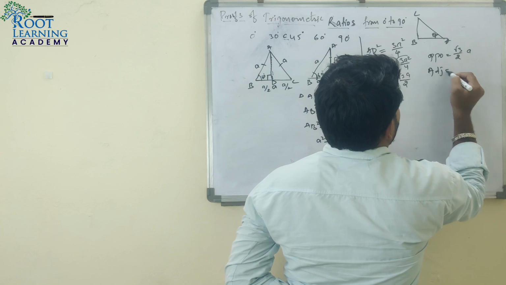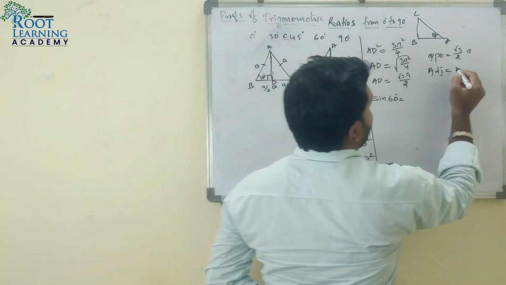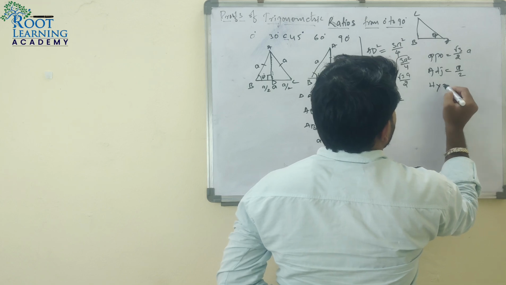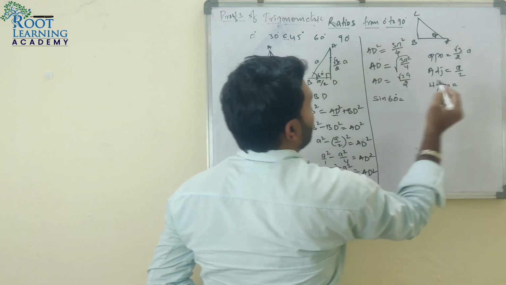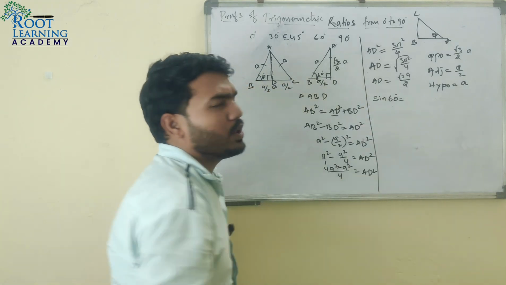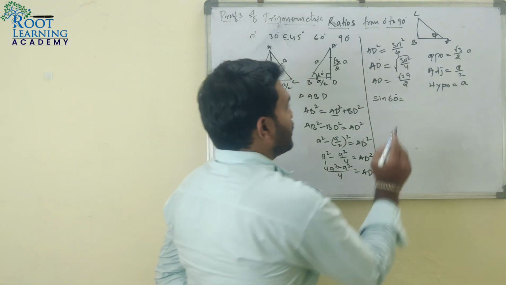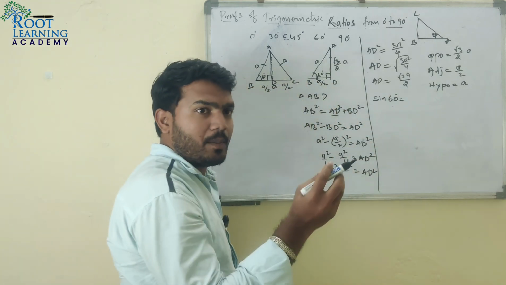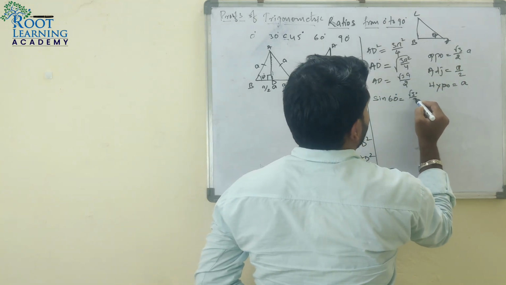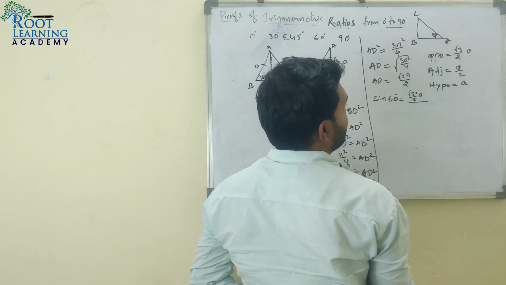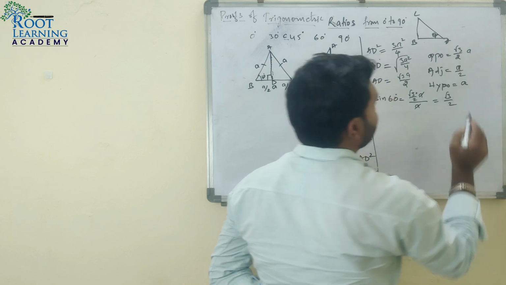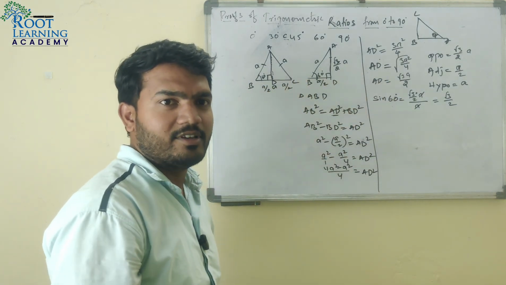Adjacent is equal to A by 2, and hypotenuse is equal to A. So sine 60 is equal to opposite by hypotenuse side. What is the opposite side here? Root 3 by 2 A. And what is the hypotenuse side? A. So A cancels and the value is root 3 by 2. See how easy it is.